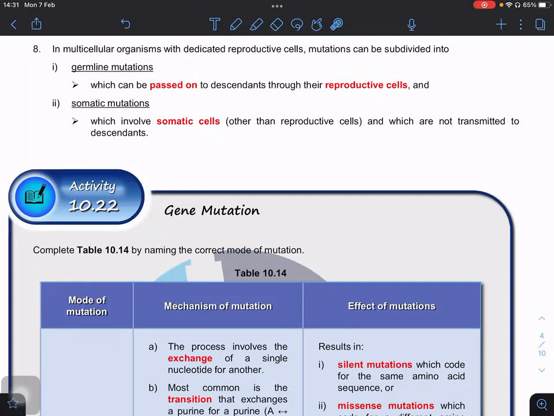Those kinds of cells are not reproductive cells, so it means that it won't pass on to the next generation. It only stops at your generation only. Are you clear? Okay, so that kind of mutation is called somatic mutation.